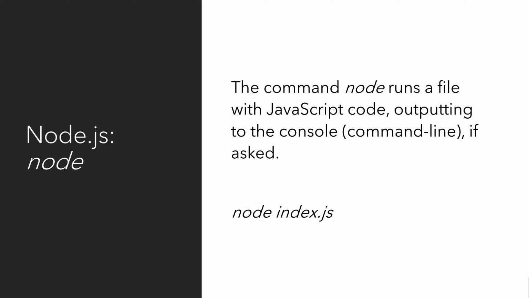Node. The command node, N-O-D-E, runs a file with JavaScript code, outputting to the command line console if asked by default. And we see an example here. Notice node, a space, and then the file to run, index.js in this case, running a JavaScript file.